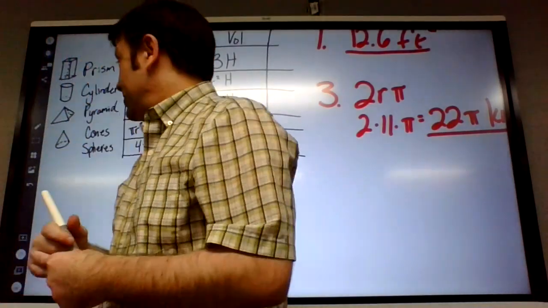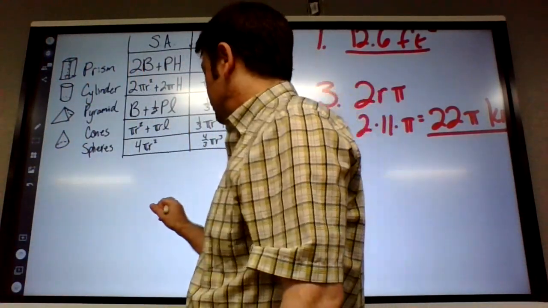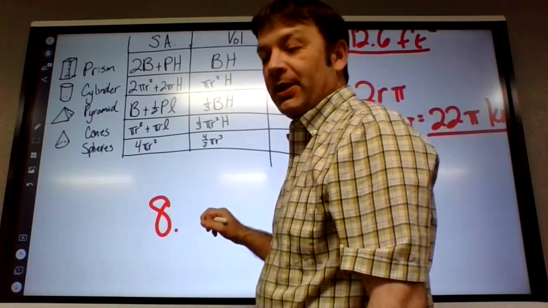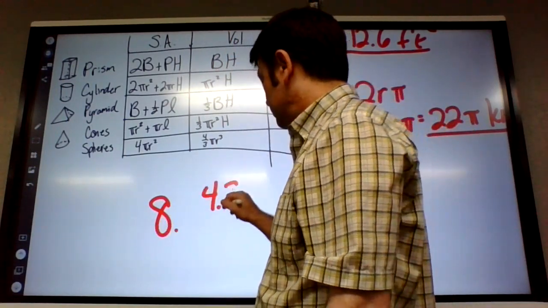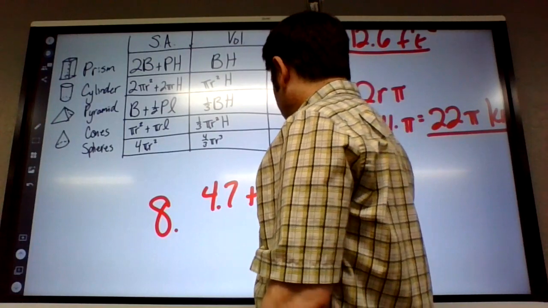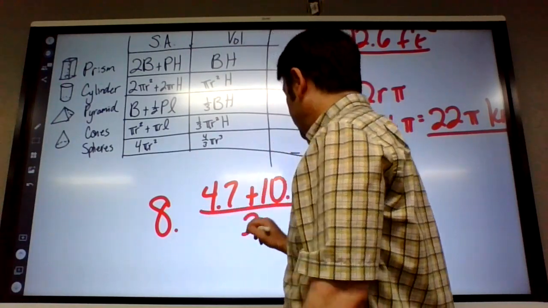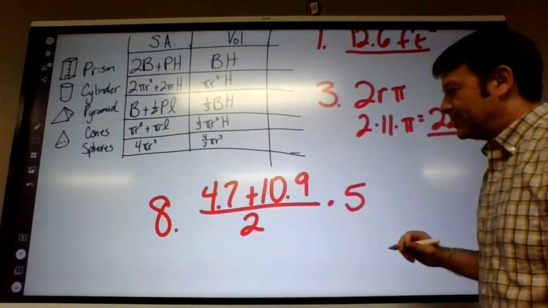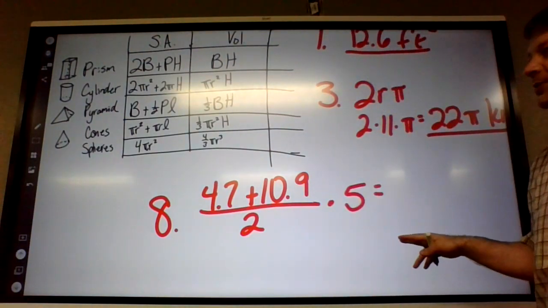Okay, how about number 8? We might actually miss this one. It's base 1 plus base 2. Okay, what are the bases on number 8? 4.7 and 10.9. Okay, so over 2 times 5. Yeah, that would do it. Okay, you do need to do all these.